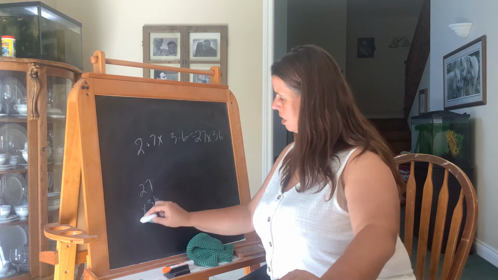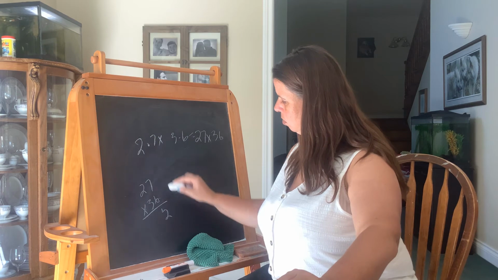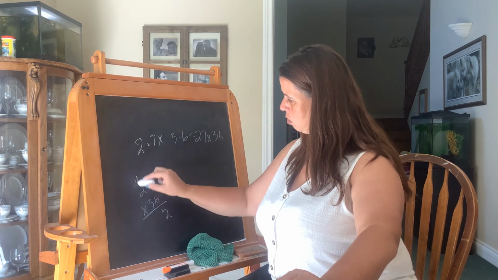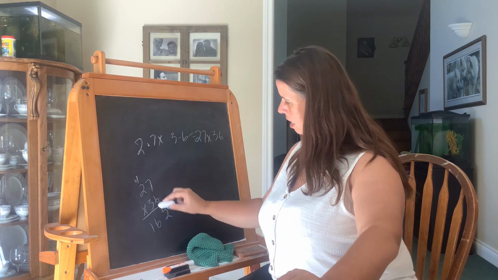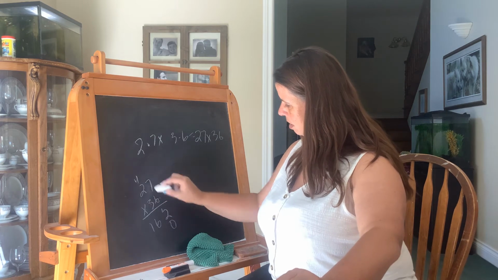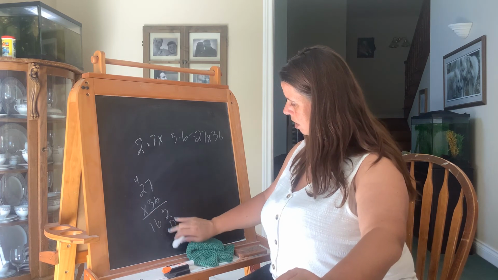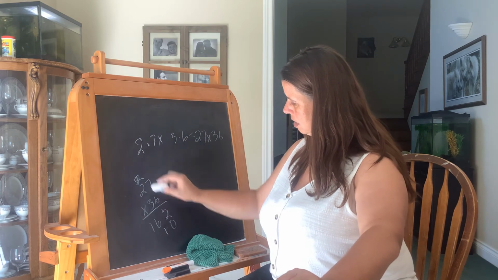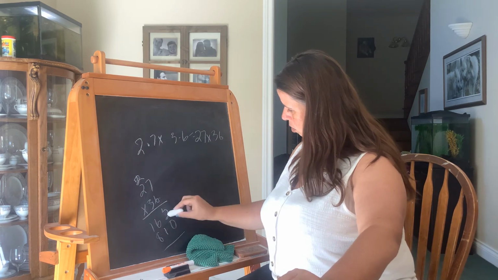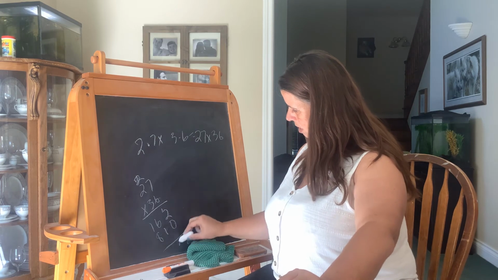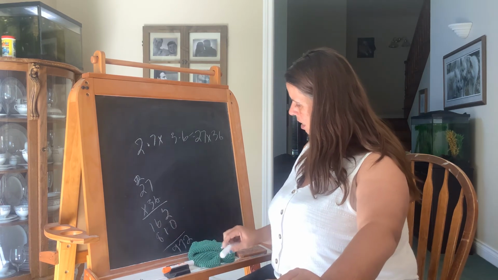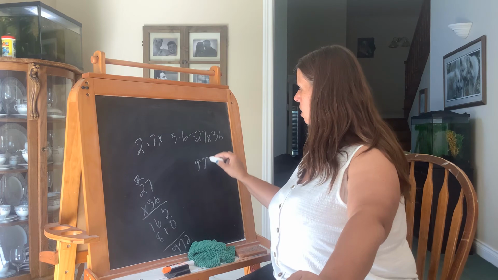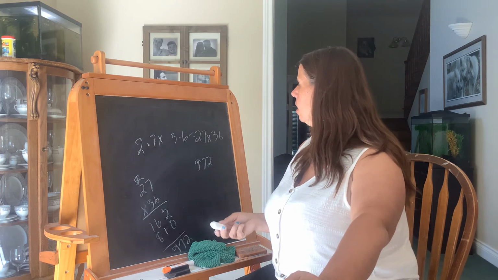27 times 36. 6 times 7 is 42. Carry the 4. 6 times 2 is 12, and 4 is 16. Skip a row. 3 times 7 is 21. Oh, that doesn't go there. 21. And a 2 goes up. 3 times 2 is 6, and 2 is 8. So 2 and nothing is 2, 6 and 1 is 7, 8 and 1 is 9. So we have 972, okay?